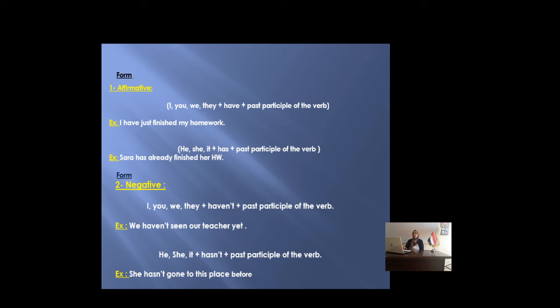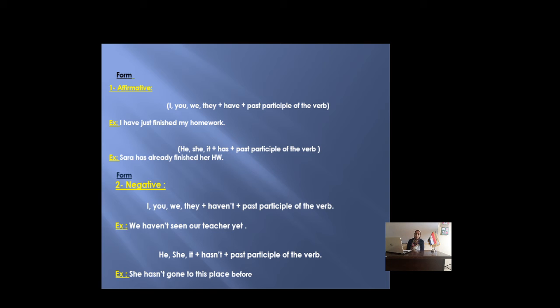Okay, how do we form it? We have the affirmative form and we have the negative form also. Okay, what is the affirmative form? With all the personal pronouns, I, you, we, they, we put have plus the past participle of the verb. Example, I have just finished my homework. For he, she, and it, we have to use has, as we said that they love sweets all the time, so we have to put s, it should be has, plus the past participle of the verb. Sarah has already finished her homework.